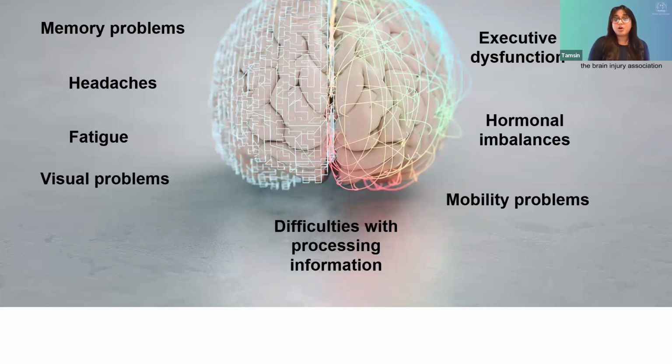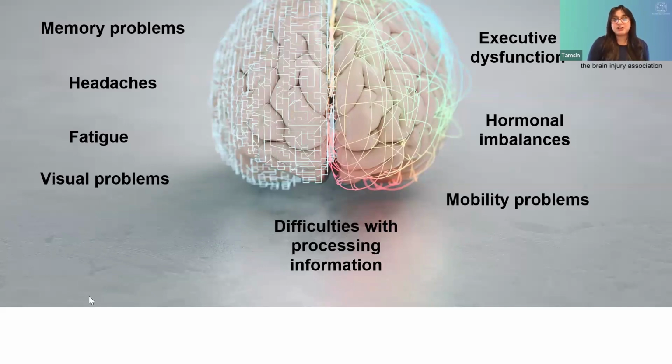For example, it's very common that people have problems with their memory, both with remembering things on a daily basis, or even personal memories from a very long time ago. Fatigue is also incredibly common after brain injury, so that's an overwhelming tiredness that people can feel seemingly out of the blue. Executive dysfunction is an umbrella term to describe some of the skills that we use when we're completing actions. So things like setting goals, multitasking, flexible thinking, and that sort of thing.